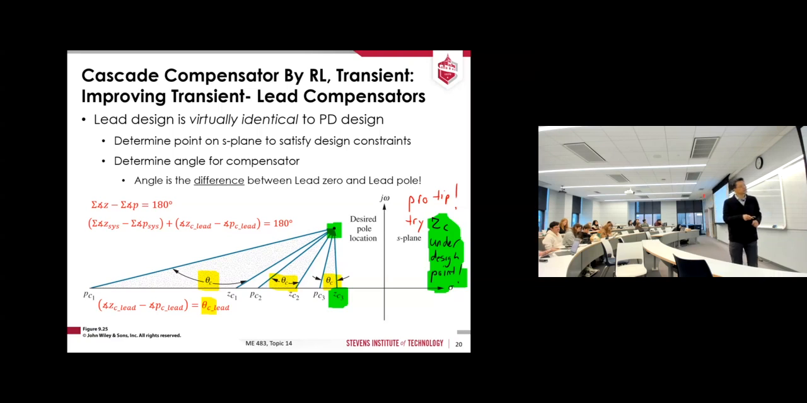And you don't put these poles and zeros from the lead compensator close to the axis. It has to be far from that axis, okay? That's it for the phase lead compensator. The rest of them is the same, identical.